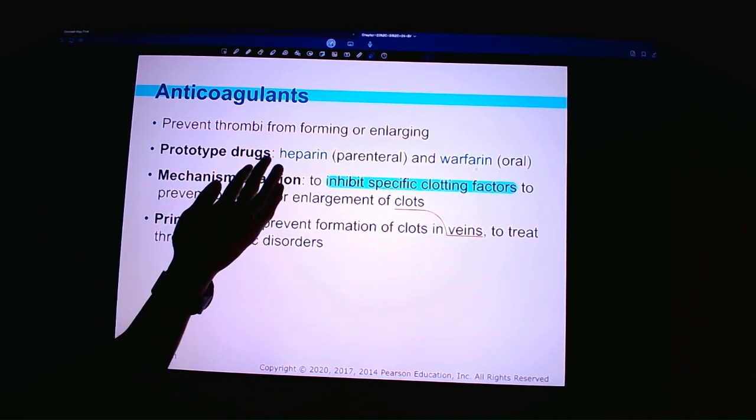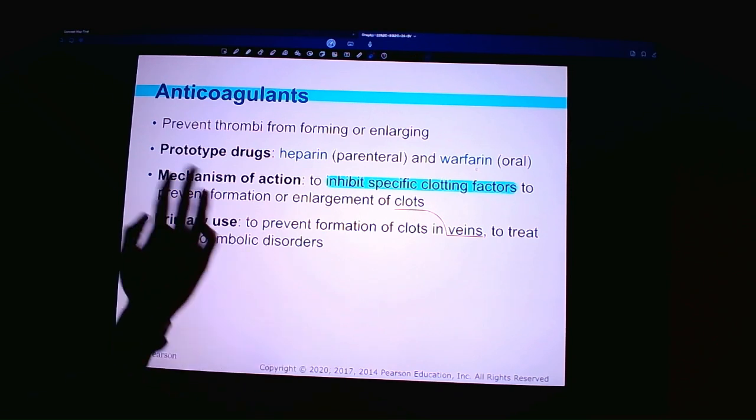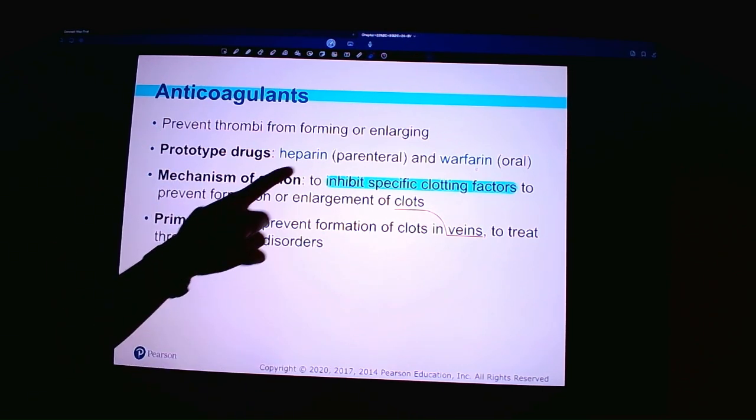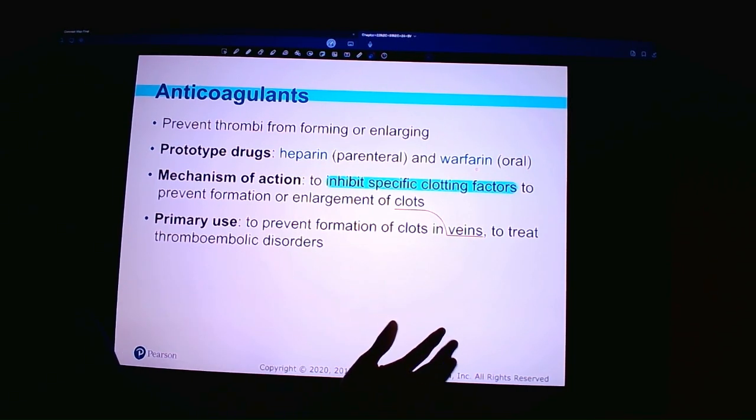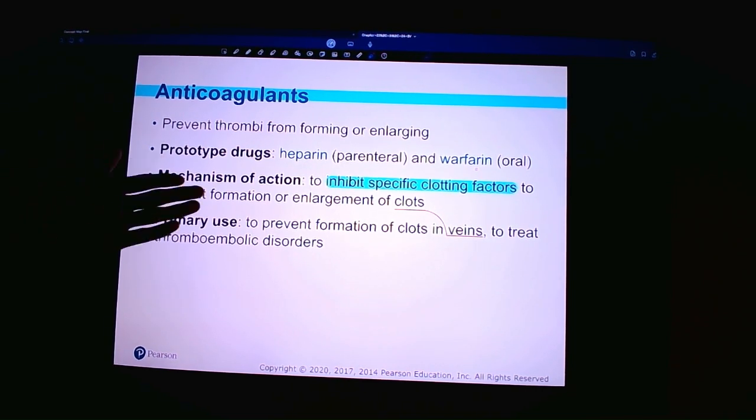Will heparin last long? Because it worked fast, but will it last long? Probably not. Warfarin took time to work, but will it last longer? Yeah, typically it does. So those are exactly the patterns we want to associate with the different types of anticoagulants that we have.